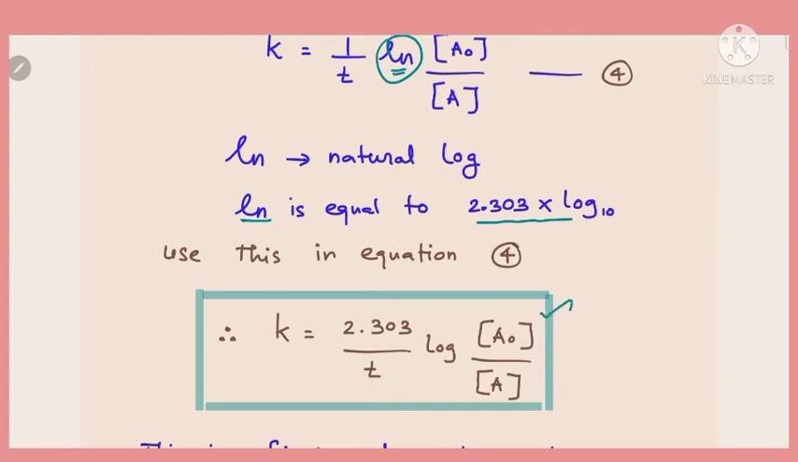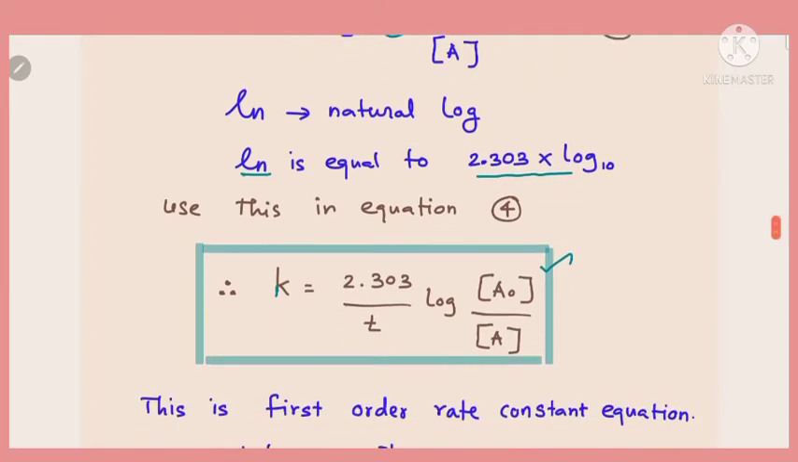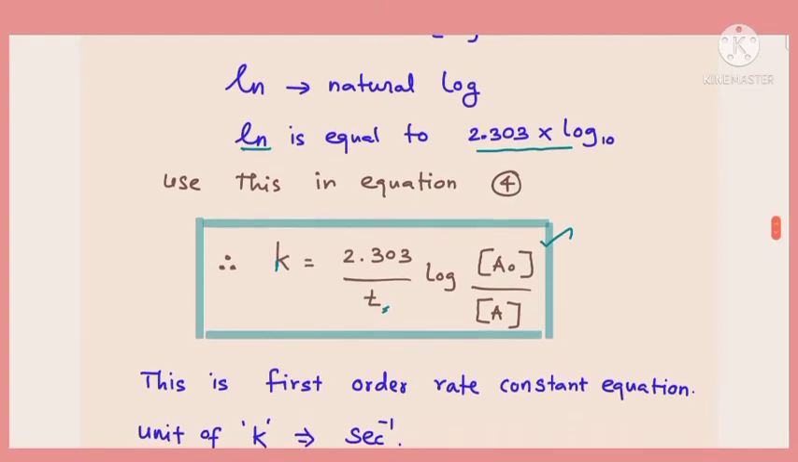So this is nothing but the integrated rate equation. Here k is nothing but the rate constant, the k on the left side. Then on the right side, the denominator t is nothing but time. Then A0 is the initial concentration of the reactant. Then A in the denominator is the concentration of reactant at time t. So this is the very important derivation of the integrated rate equation for a first order reaction.